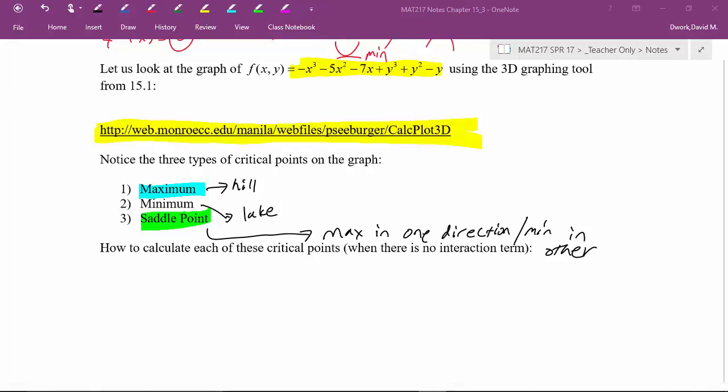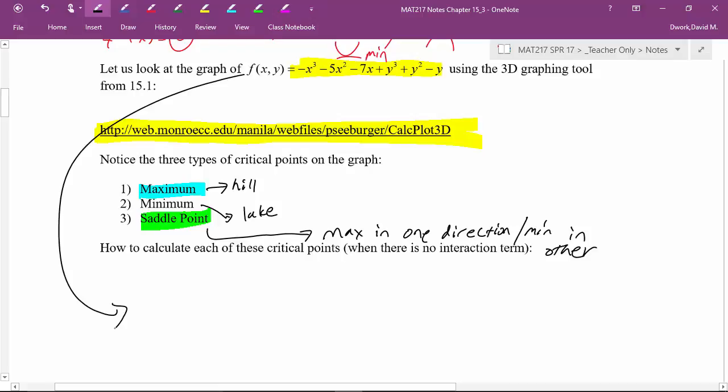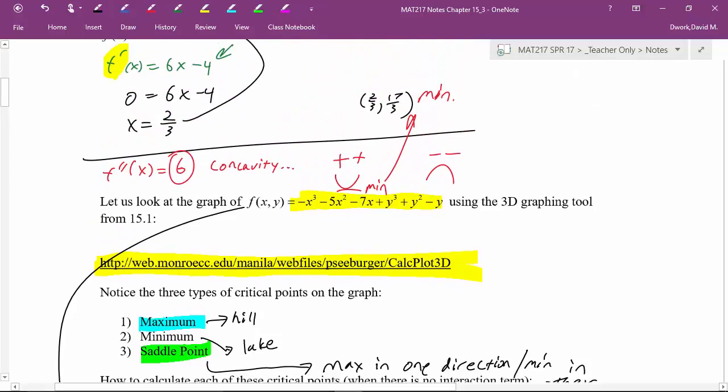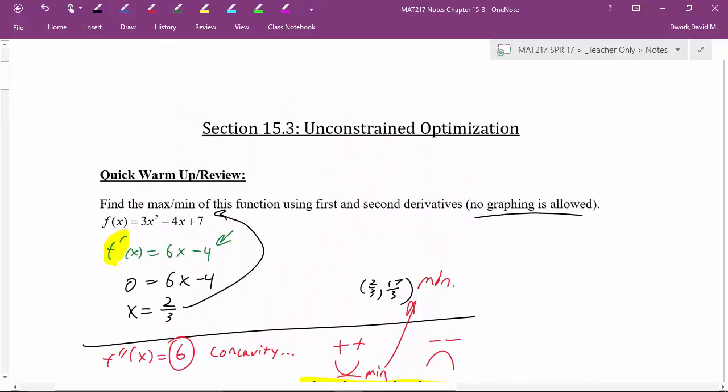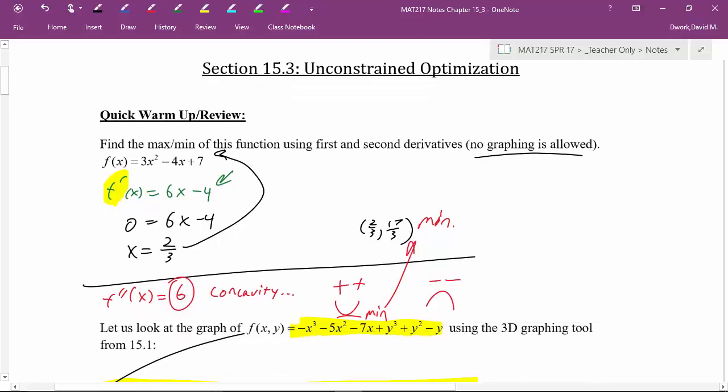All right, so now what we're going to do is take this equation, the function we're looking at, and find the mins, maxes, and saddle points of this function. Now, the very nice thing is that the steps to doing this are the same as what we did just in Calculus 1, what you're already used to.